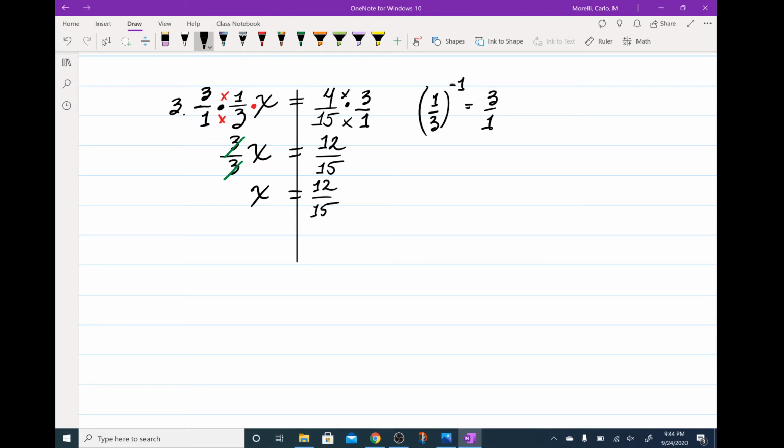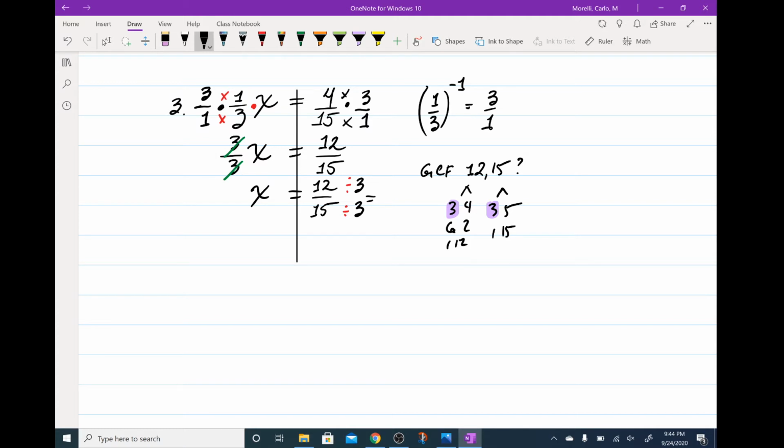Well, 12 over 15 can be reduced. So we ask in side work, what is the greatest common factor of 12 and 15? Hey, what is it? Well, the factors of 12 are 3 and 4, 6 and 2, 1 and 12. The factors of 15 are 3 and 5, 1 and 15. So the greatest common factor is 3. So what I'm going to do is divide both the numerator and the denominator by the greatest common factor of both the numerator and denominator.